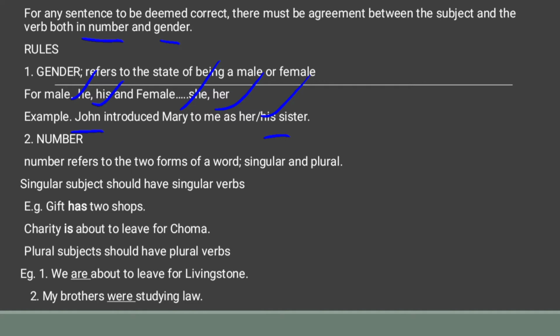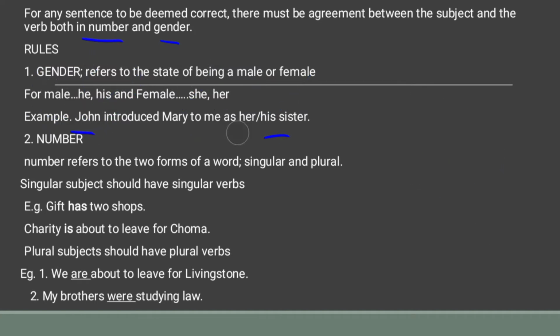His sister. We are following the subject. Do not follow Mary here. We are talking about the subject, which is Johnny. Johnny introduced Mary to me as his sister. Because for male, remember here I said we use his to express possession. That's about gender. For male, you use he or his to express possession. For female, you use she and her to express what? Possession. Are we together then?